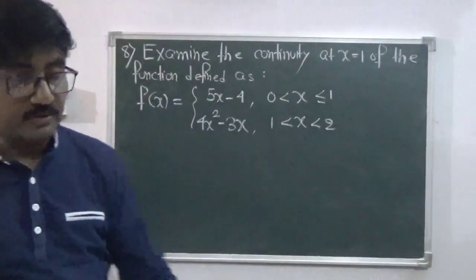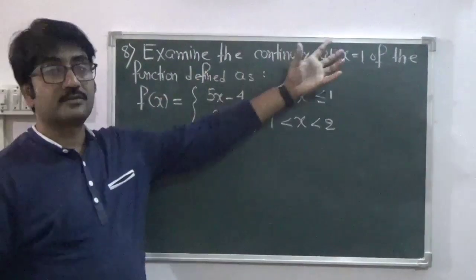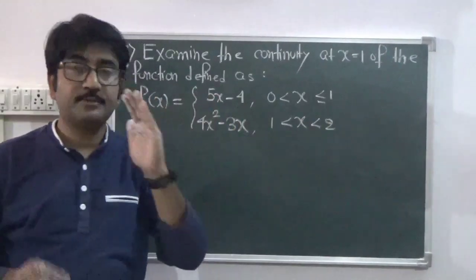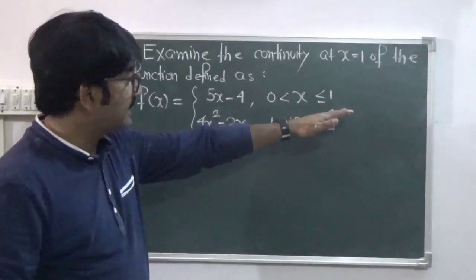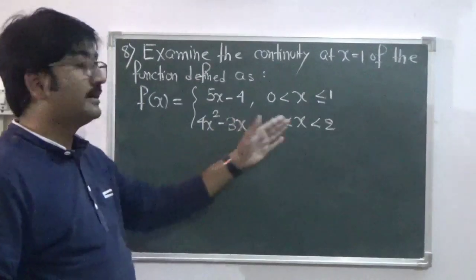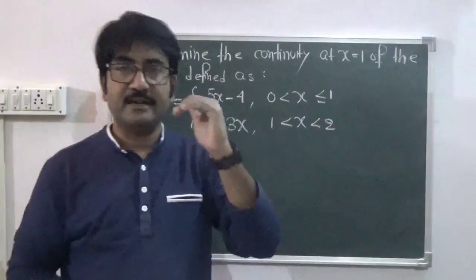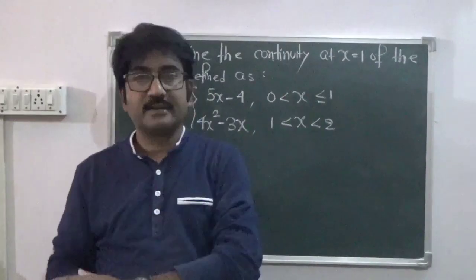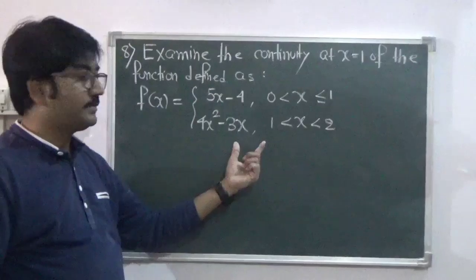So here in this question we have to check for the continuity of this function at x equals 1. We have one function for values of x less than or equal to 1, and another function for x greater than 1. Since we have two different functions, we will use the left hand limit for this one and the right hand limit for this one.